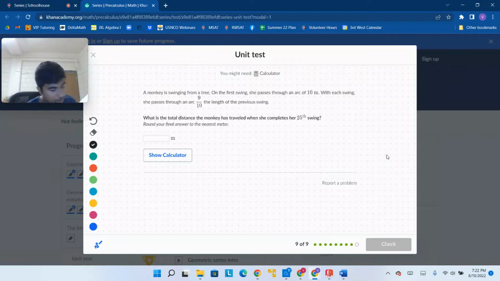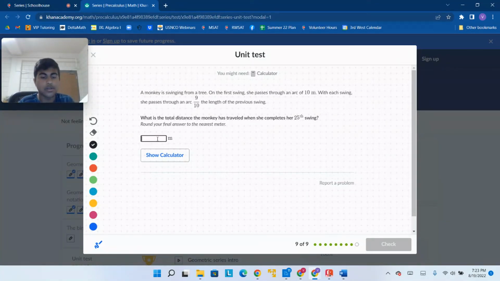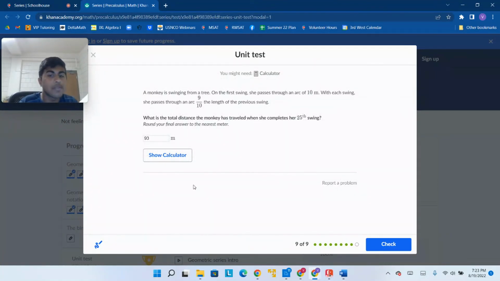So we have to compute that. 9/10 to the 25th, 1 minus that, over 0.1, times another 10. That's going to be 93 meters. Decent amount of distance, 93 meters. That's the total distance the monkey has traveled when she completes her 25th swing. And we can keep going.